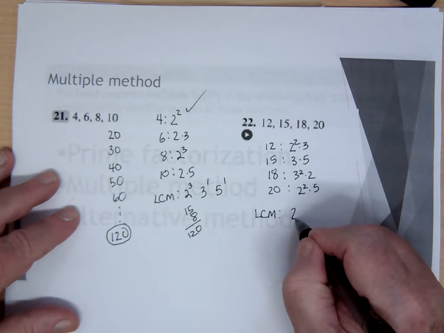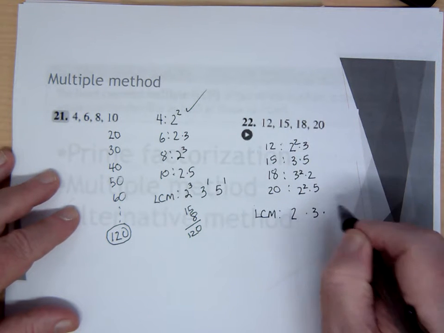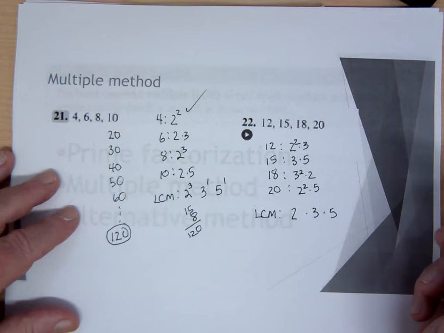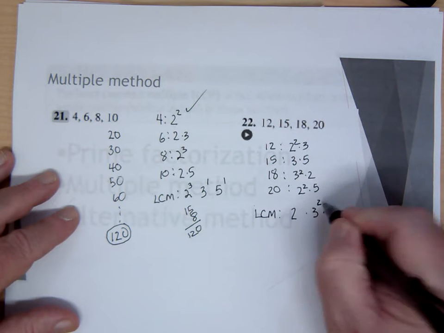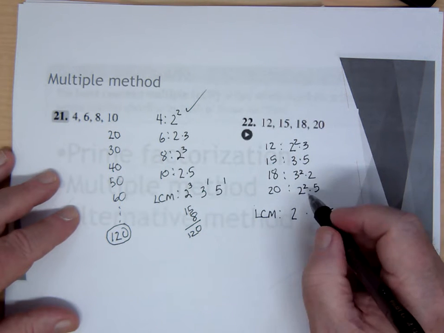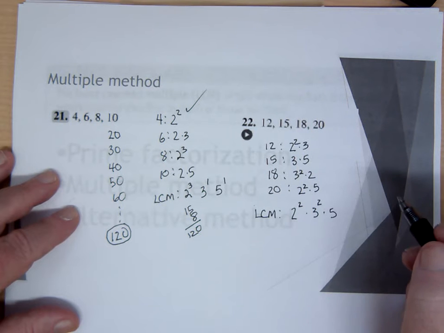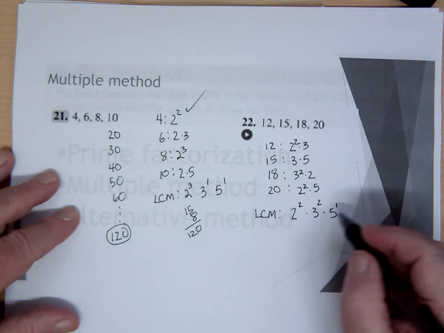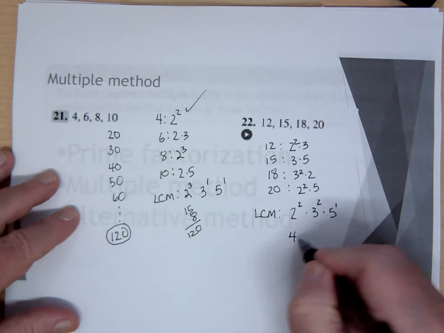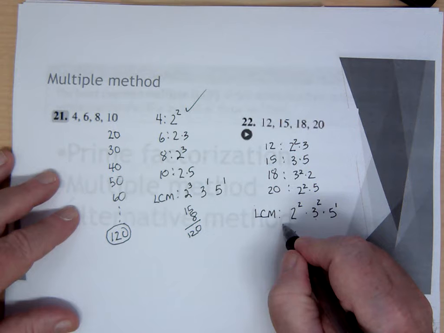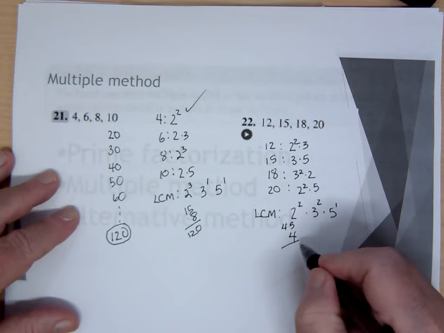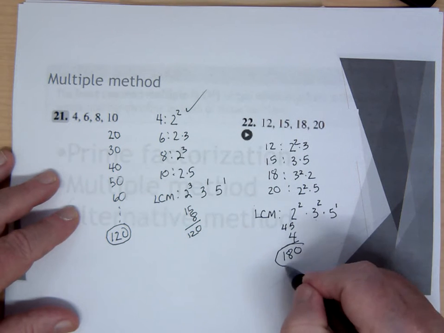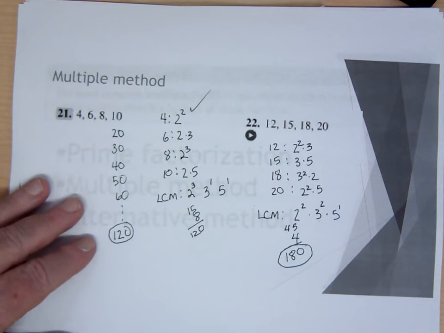So I have factors of 2, 3, and 5. Now the highest exponent of 3 is 2. The highest exponent of 2 is 2. And the highest exponent of 5 is 5 to the first power. So the least common multiple is going to be 4 times 9 times 5, and 9 times 5 is 45. So 4 times 45 is 0, carry the 2, and it is 180. So the answer to that problem is 180.